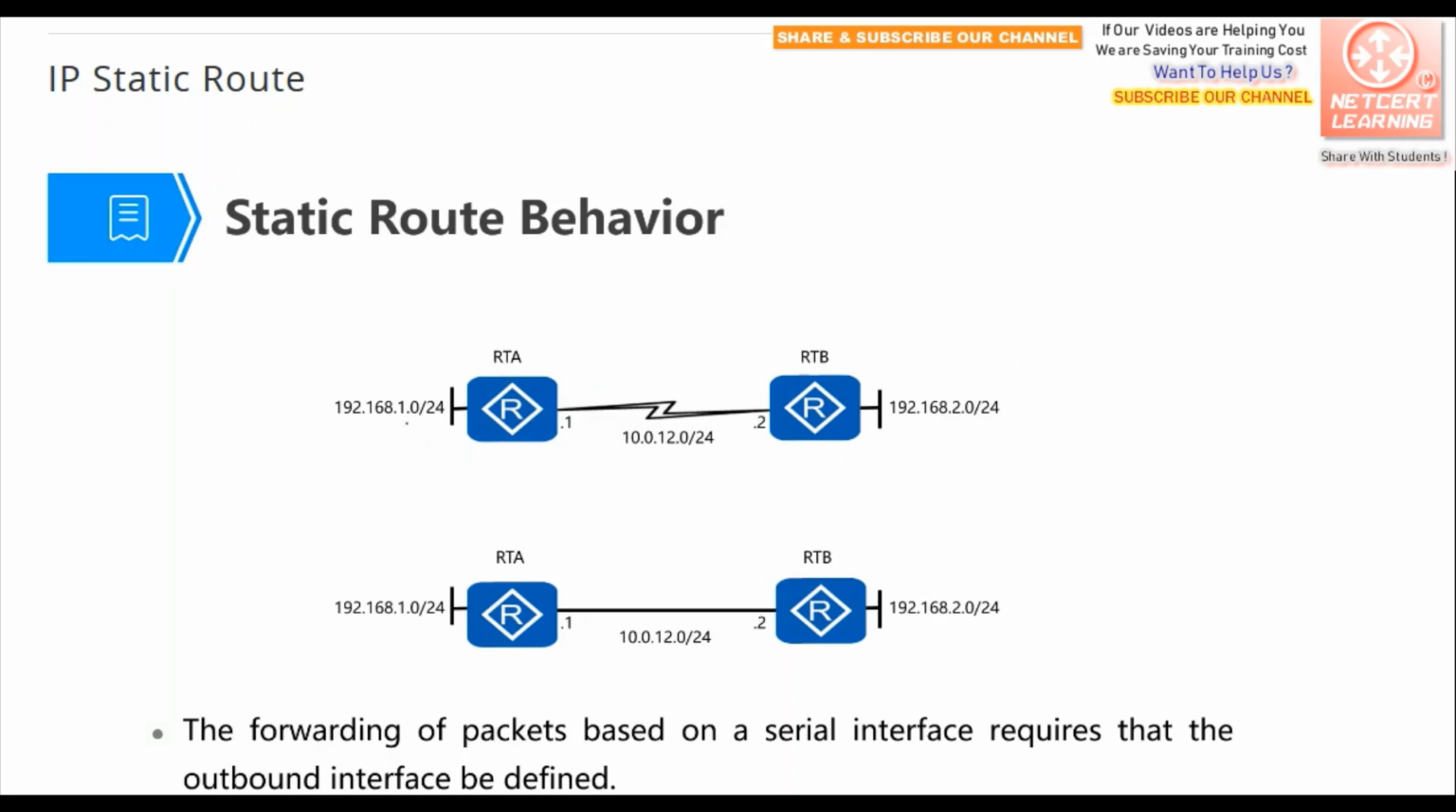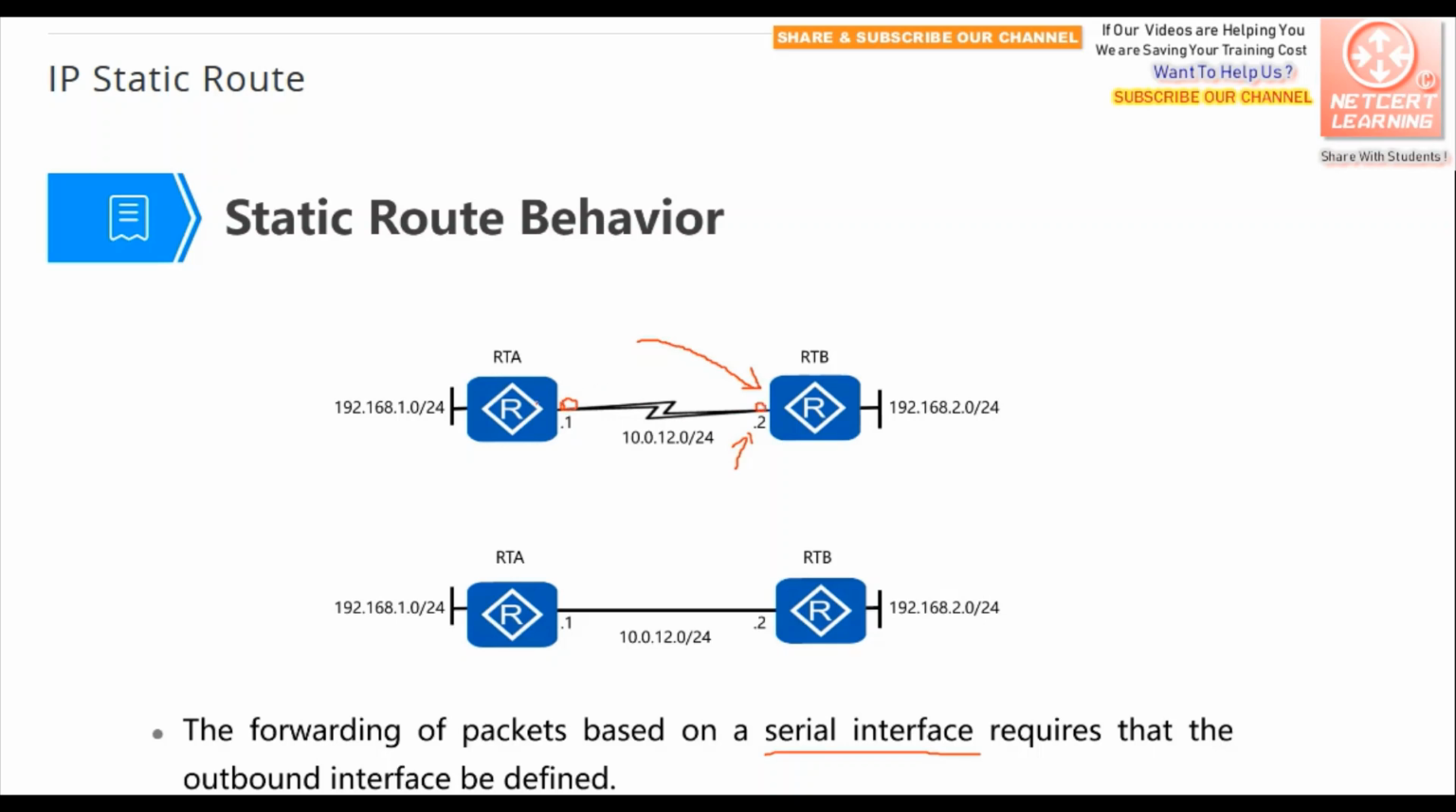First, if the router is forwarding packets based on a serial interface, this is a serial interface. So when you configure the static route, you can point out the output interface, not only the next hop. Of course, for a serial interface, we should know the serial interface always attaches to a device.